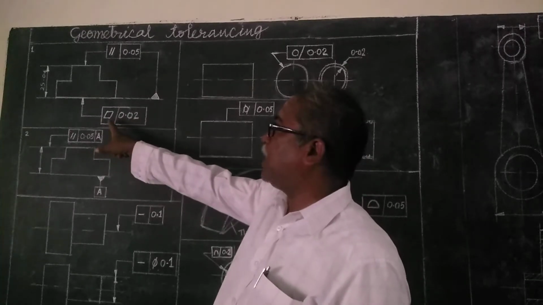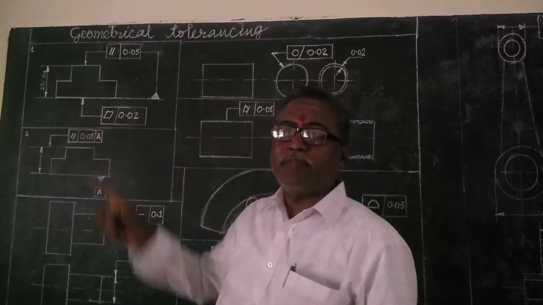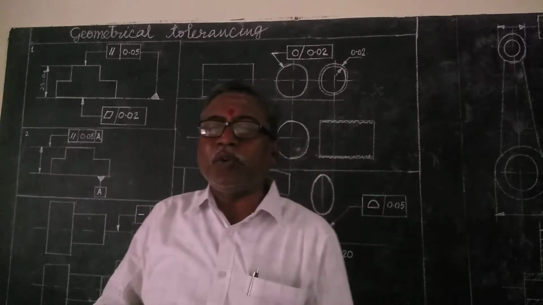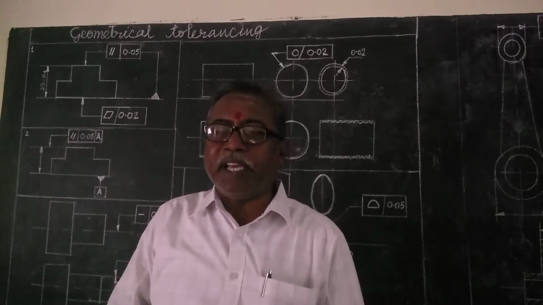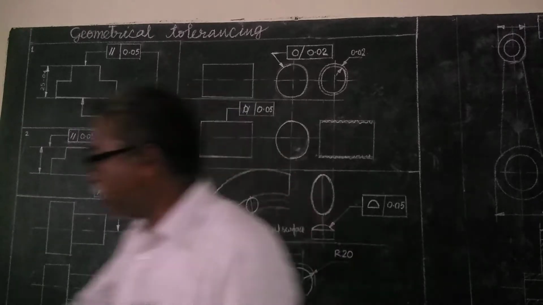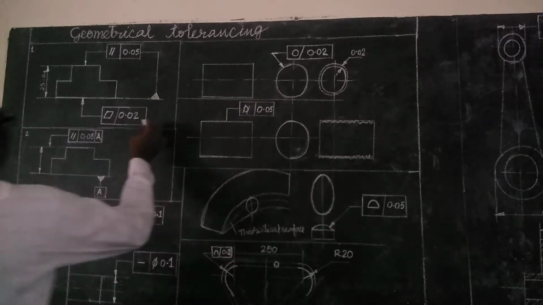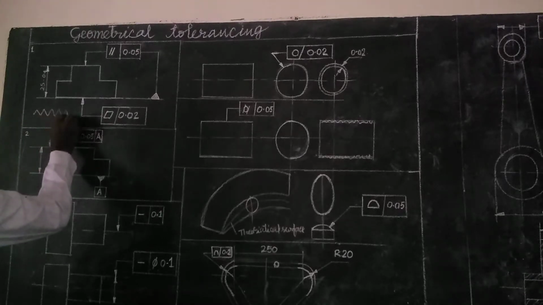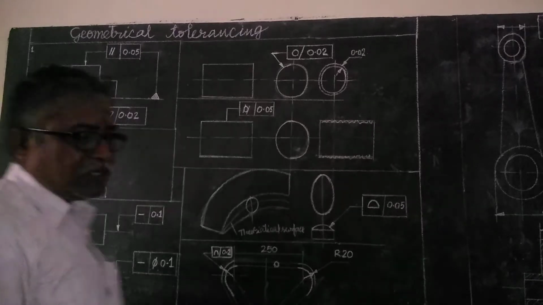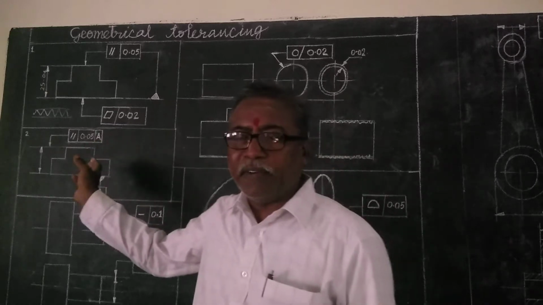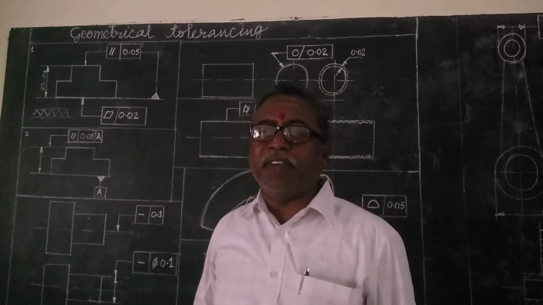This symbol is given, the flat symbol, flatness symbol. Flatness means surface. The tool marks, ups and downs, will be there. That tool marks thickness will be like this, up and down. This thickness will be 0.02. The symbol is given, 0.02 is the variation.